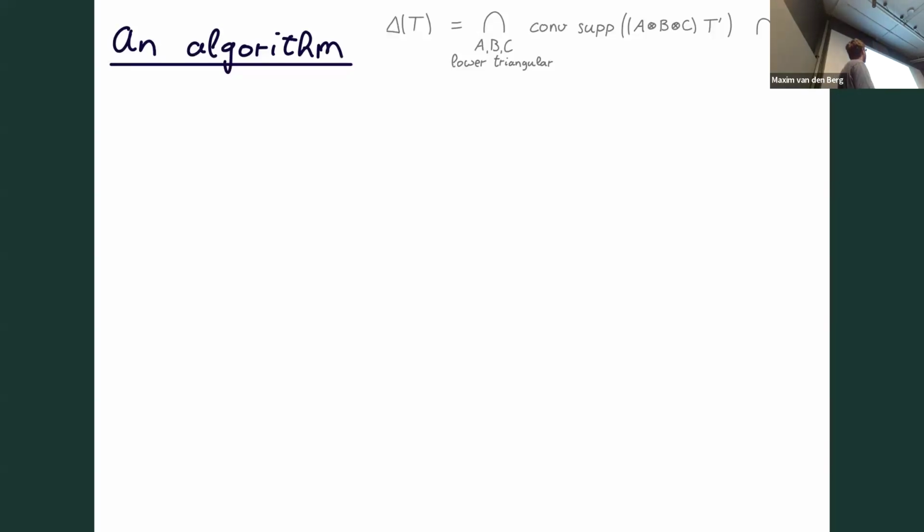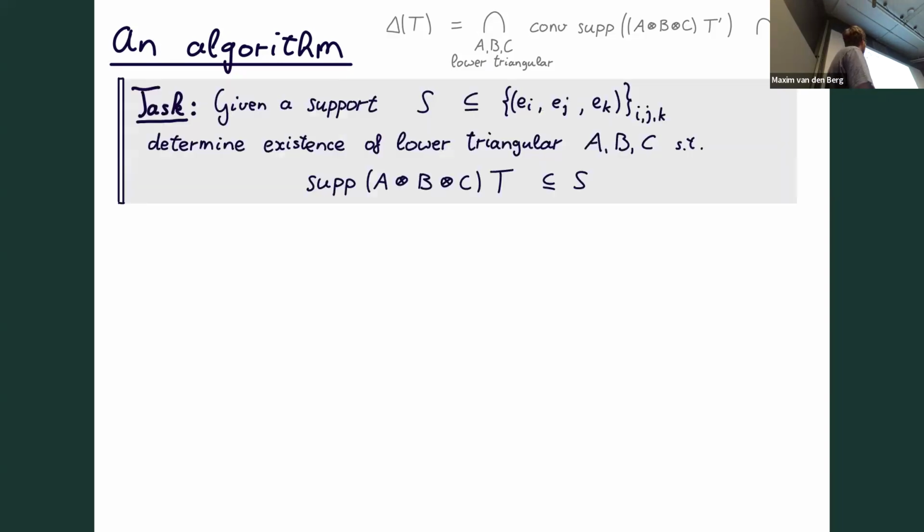So one thing that we could try. This support here is always a subset of some finite set of possible supports, because there's only a finite number of indices of our tensor. So in fact, the support is only one of finitely many. So one thing you could try is just to go through all of them and see if you can actually reach that support using lower triangular matrices. So I have this task here. Let's say I have a support S. I want to determine whether there exist lower triangular A, B, and C such that I can get inside that support. So that's just some task.